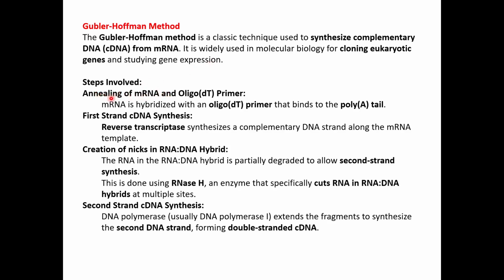So the steps involved are annealing of the mRNA. First you have to isolate your mRNA, then anneal the mRNA and the oligo DT primers. We have a poly A tail in the mRNA which we make use of. If we add an oligo DT primer, it is a simple way to start the synthesis. So mRNA is hybridized with the oligo DT primer that binds to the poly A tail of the mRNA.